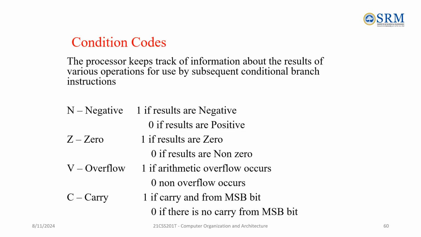So next is conditional codes. The conditional codes are negative, zero, overflow, and carry. Negative is one if the result is negative, zero if it is positive. Likewise for everything.